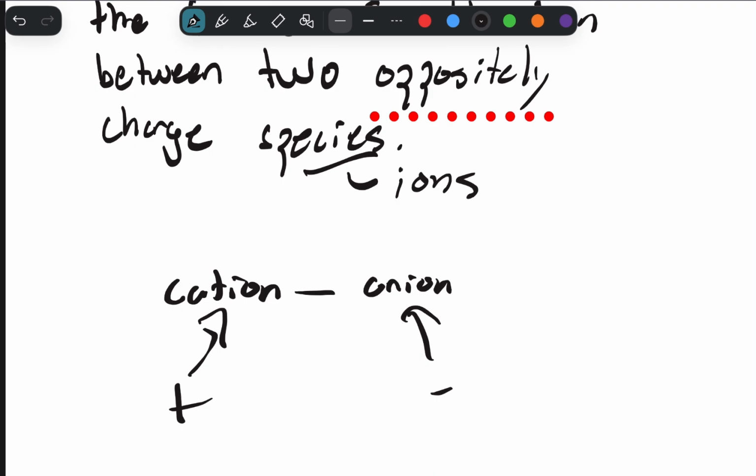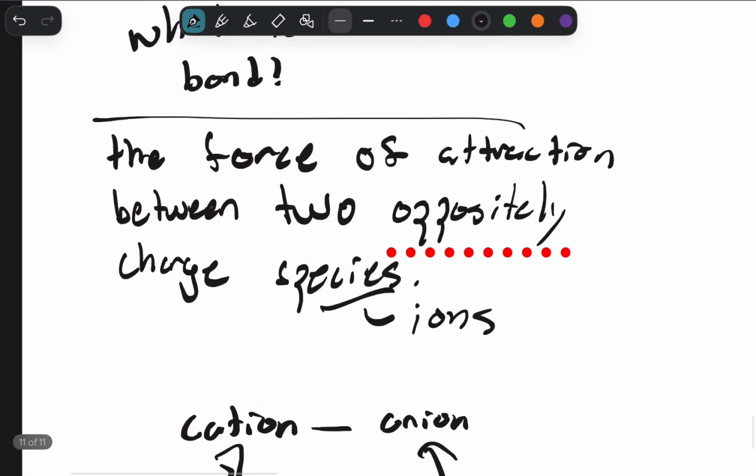If you use a magnet and put the north and south sides together, they'll stick to each other, right? But if you put north and north together, they will start repelling each other. The same thing is happening here, but on a molecular level. But essentially, just know this: the force of attraction between two oppositely charged species. Did I miss anything? Let's continue.